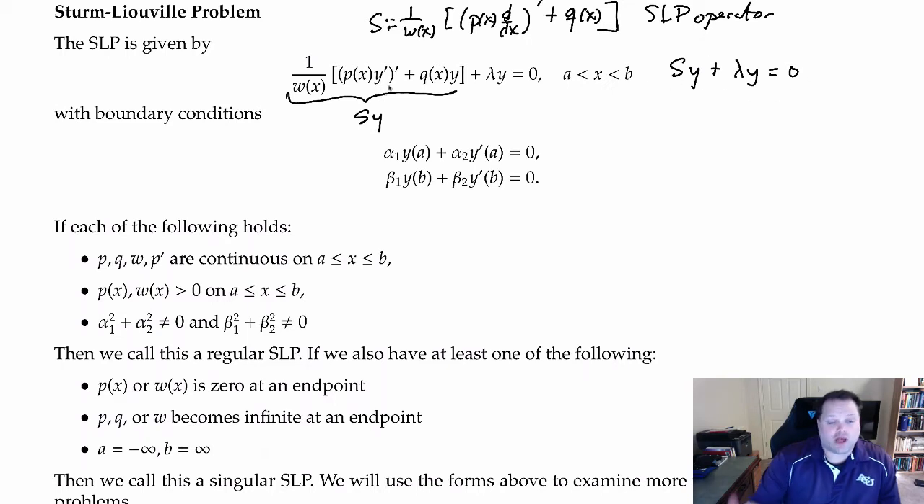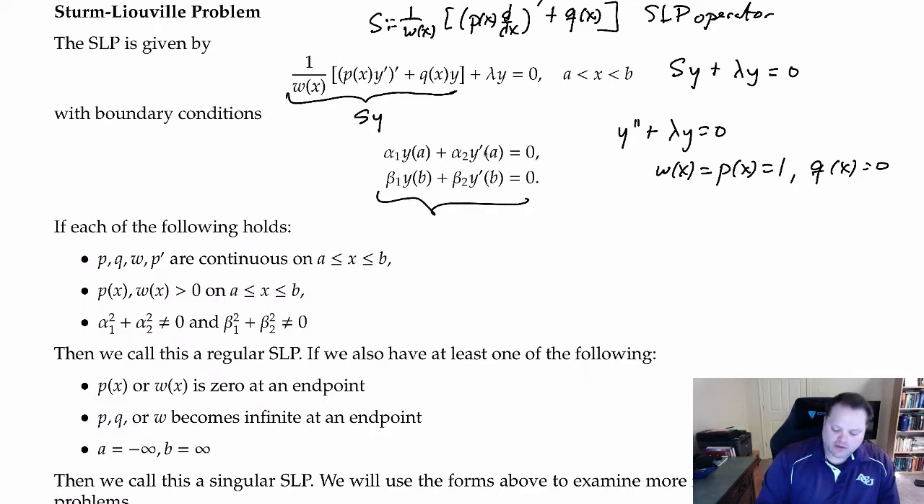Notice our normal eigenvalue problem, y double prime plus lambda y equal to 0, comes from this. You get this if w of x and p of x are both 1 and q of x is 0. So in some ways, the eigenvalue problem that we've been looking at is the simplest possible version of this Sturm-Liouville problem. And we've been looking at what are called symmetric boundary conditions the entire course. So these are what are known as symmetric boundary conditions.